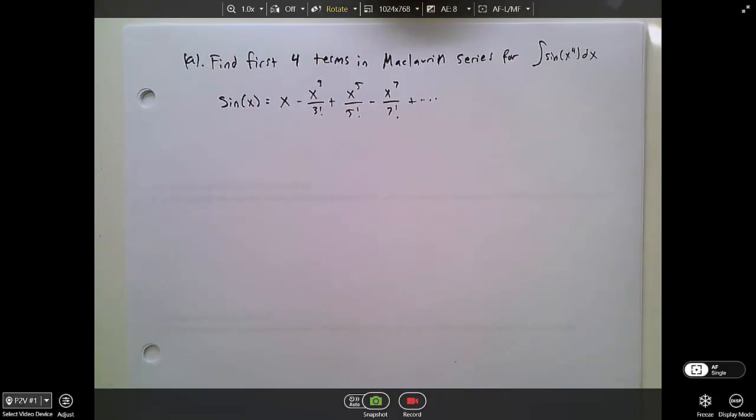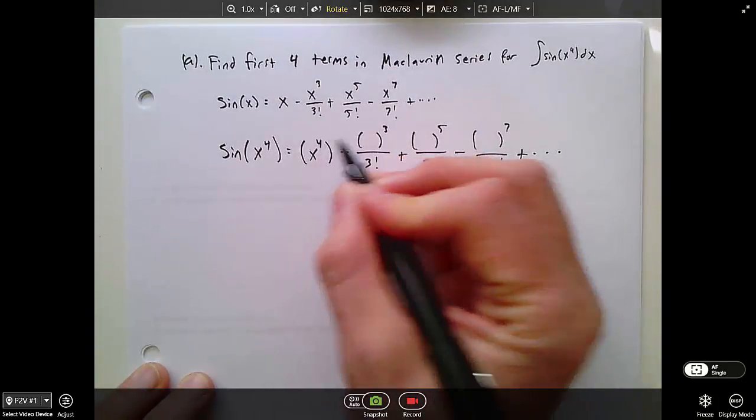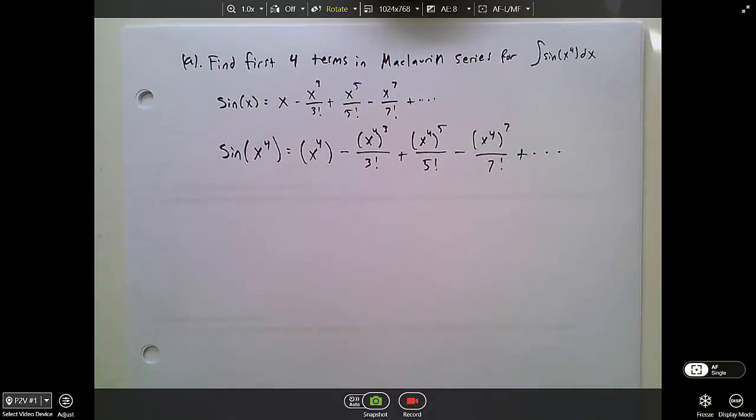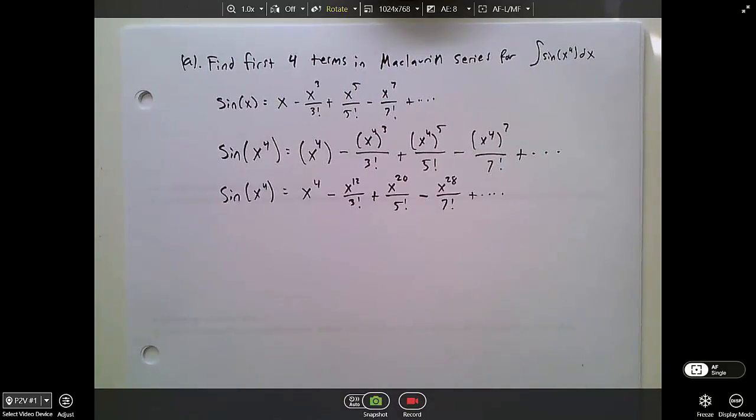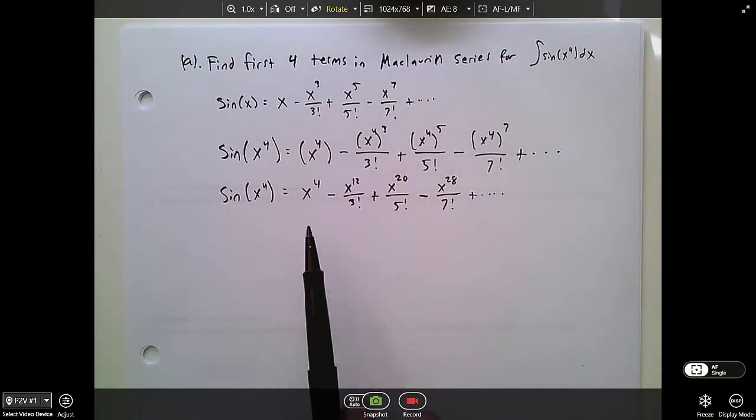So here's the series for sine x, and now I'm going to make a substitution of x to the 4th into that series. So here I've just replaced the x's with open parentheses, and now I'll substitute in x to the 4th for all of those. Simplifying, we get this series. Alright, and then the last step is we're interested in a series that approximates the integral of that, so now we can just integrate term by term.